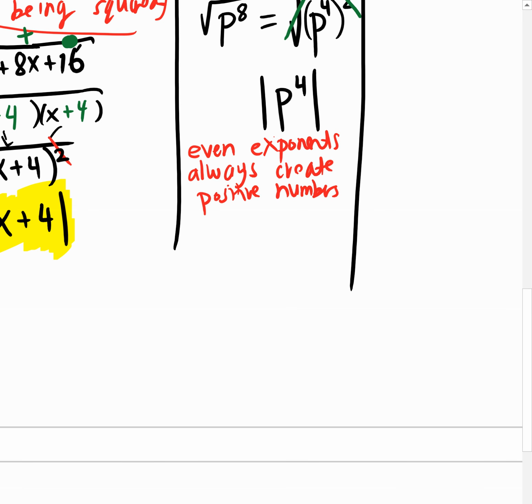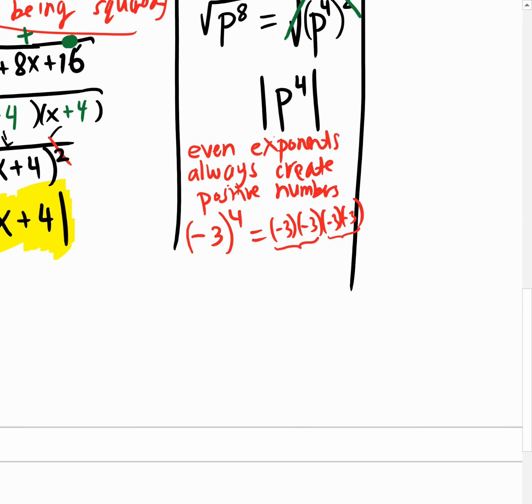If you raise anything, a positive or a negative, to an even power, you're always going to get a positive. So for example, what if I raise negative 3 to the 4th power? Negative 3 times negative 3 times negative 3 times negative 3. It's because the negatives kind of cancel each other off. Here's 2 of them, they cancel each other, and here's another 2.